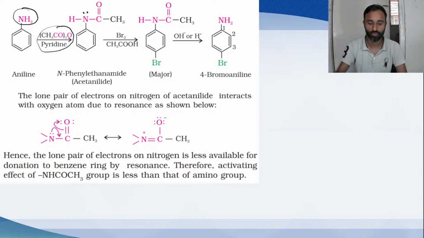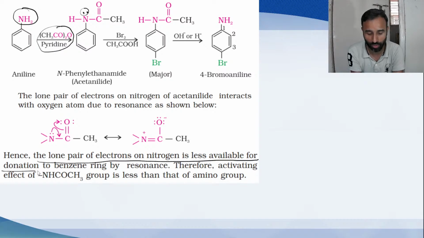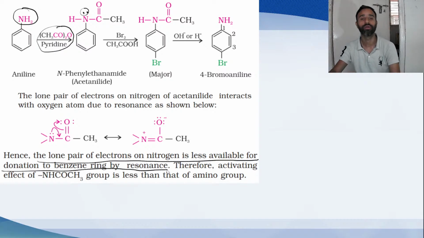In N-phenylethanamide, there is cross conjugation of the lone pair. The lone pair is less available for donation, and that's why bromination takes place only at the para position. Then on further hydrolysis, we get 4-bromoaniline. What happened by using COCH3? The lone pair is involved in conjugation with COCH3, so the lone pair of electrons on nitrogen is less available for donation to the benzene ring.